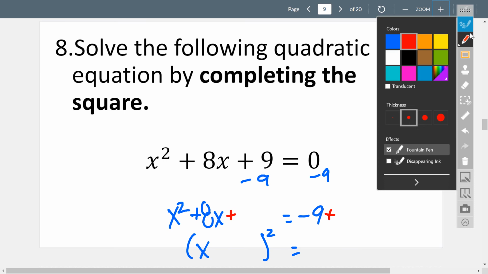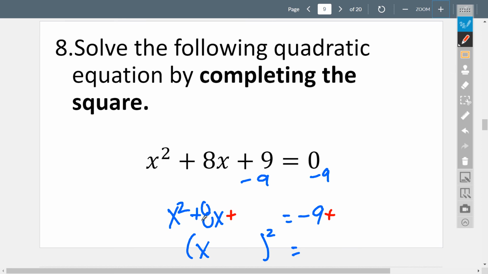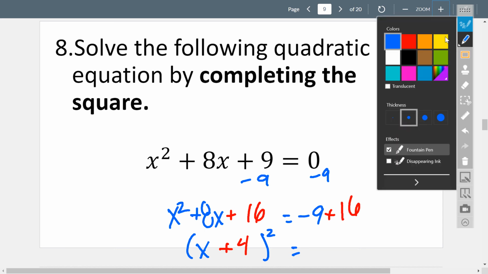In order for both factors to be the same, they would have to add to 8 and be the same number. Okay, so the only numbers that add to 8 and are the same are positive 4. So both factors would have to be x plus 4, which means the number that I would have to add would have to be 4 times 4, which is 16. So I'd have to add 16 to both sides here.